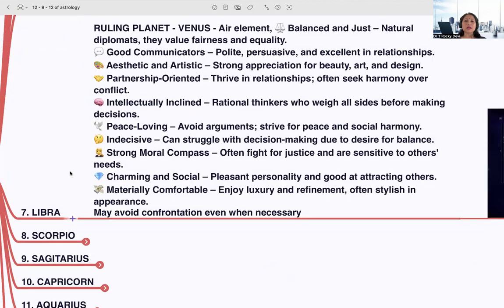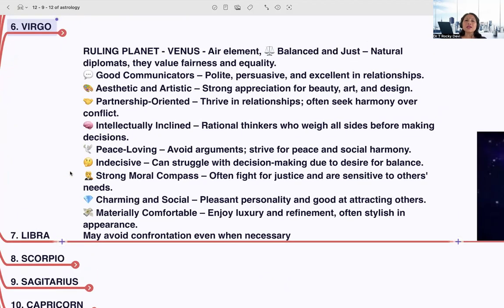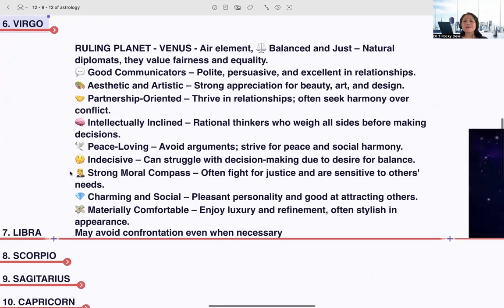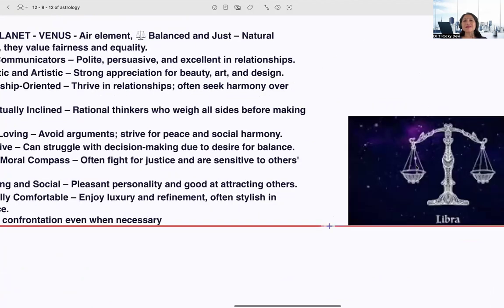Let us see about the Tula Lagna or Tula Rasi. What kind of characteristics the person will have. And this Tula, which means Libra, is ruled by a planet called Venus. It's an air element. So Tula or the Libra, you can see the symbol, what it shows is this balancing symbol.